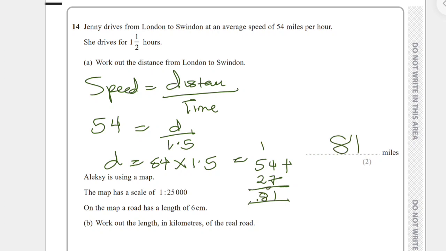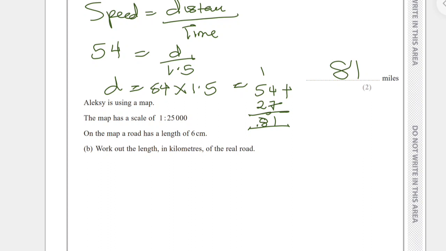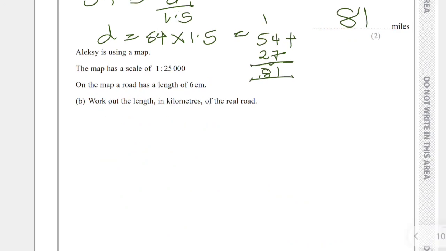Aleski is using a map. The map has a scale of 1 to 25,000. On the map, a road has a length of 6 centimeters. Work out the length in kilometers of the real road. So the scale on the map is 1 to 25,000, and the road on the map has a length of 6 centimeters. So 6 centimeters to x kilometers. So x is going to be equal to 6 times 25,000.